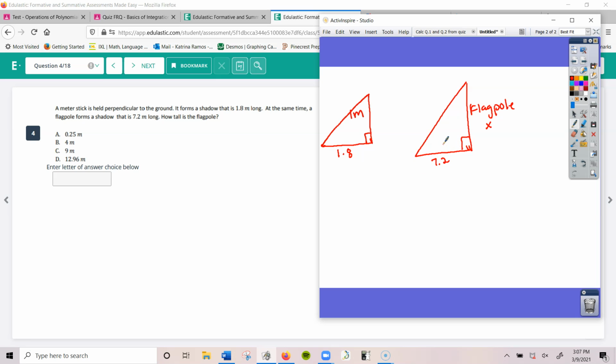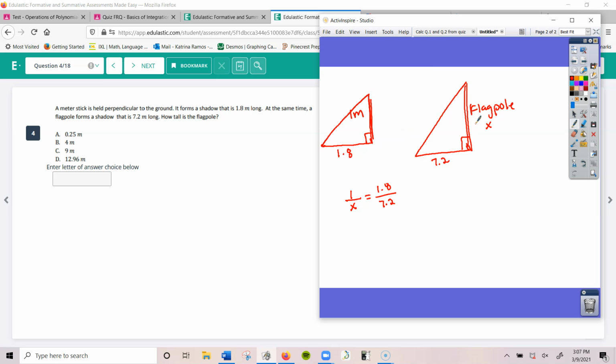Now what we can do here is set up a ratio. We know that 1 meter is going to be corresponding to the height of the flagpole. So we'll put 1 over x, and that's going to equal the length of the shadow, so 1.8, which is corresponding to this shadow, which is 7.2. So what you do is you set up ratios with corresponding sides. So this side corresponds to this side.